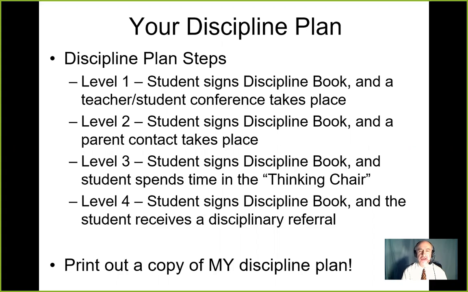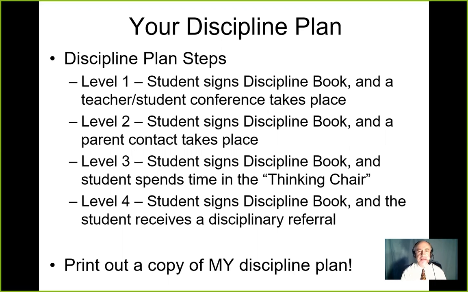Level 1, your student will sign the discipline book, and there will be sheets that you can download and print out, punch holes in them and place them in a binder. So your discipline book will be a place for kids to take their pen, sign their name, you'll write down the offense and the date, you'll sign it, and that way when they sign it, that verifies that they actually stayed after class to talk with you about whatever it is that went on in the classroom that day. Level 1, students sign the discipline book and a teacher-student conference takes place.